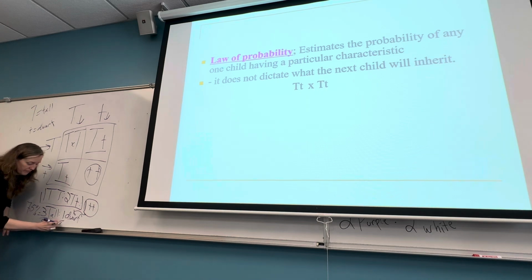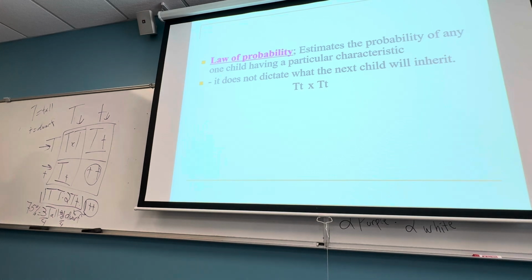And 1 divided by 4 is 25%. So that's the way you would figure out the ratios: if you have 4 offspring, you divide each of the phenotypes by 4. So we have a ratio percentage of 75% tall to 25% dwarf. Based on the law of probability, what that means is that each child has this probability of traits that they inherit. So each child has a 75% chance of being tall and a 25% chance of being dwarf.